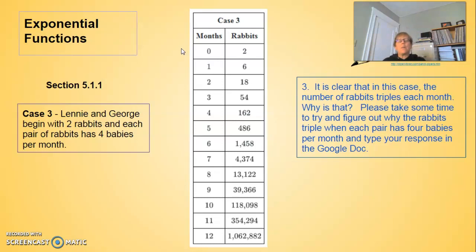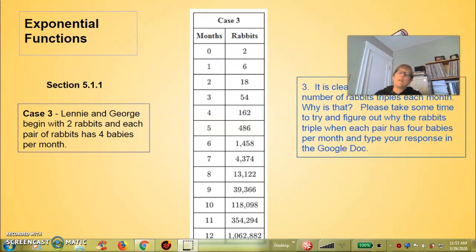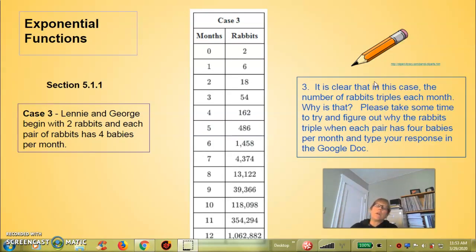All right, now I want to move into exponential functions real quick. Again, this should be a review. I'm going to move my face down here so you can see, oh, there's a pencil. That means I'm going to want you to stop the video and write some things here. This comes from section 5.1.1. In case 3, see if you remember this. This is the rabbit problem. Lenny and George begin with 2 rabbits, and each pair of rabbits has 4 babies per month. Right here is the table that goes along with that, and here's what I want you doing. I don't want you to read this problem. I want you to figure out why it triples with every month. Pause the video, work on that. When you're ready, come on back.